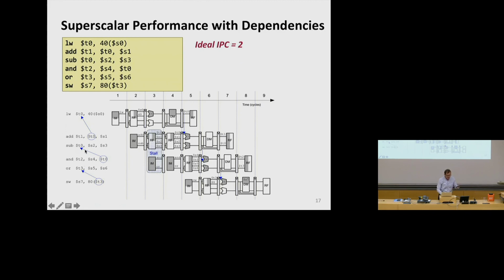This and depends on the sub, so it needs to potentially wait, although if you have forwarding, that's not a problem. And if you look over here, basically, we don't achieve the ideal IPC because this load needs to go by itself and the next instruction needs to wait. So the actual IPC goes down by a lot, 1.2. 6 instructions are issued in 5 cycles. Right. And you can examine this yourself.